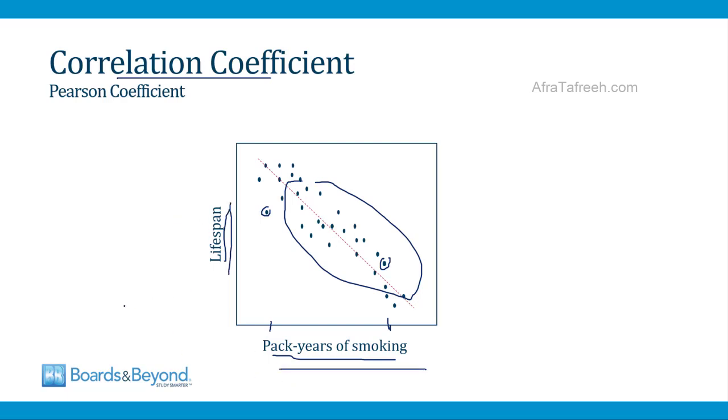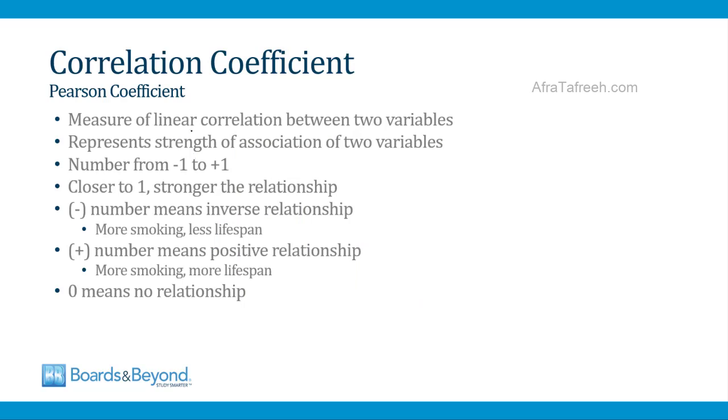So the correlation coefficient is a measure of the linear correlation between two variables, and it represents the strength of association between the two variables. I'll explain what this means in a minute. It's a number that ranges from -1 to +1, and it's derived from that best fit line we saw on the last slide. The closer the number is to 1, the stronger the relationship.